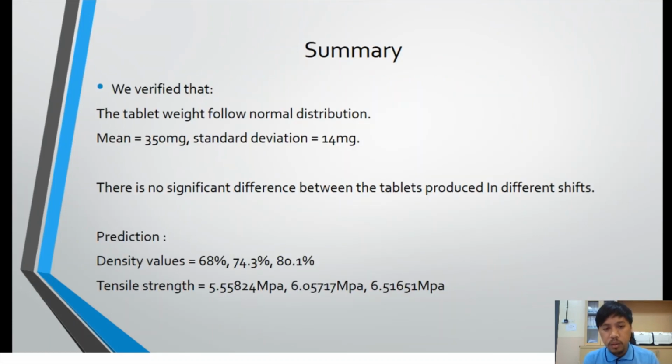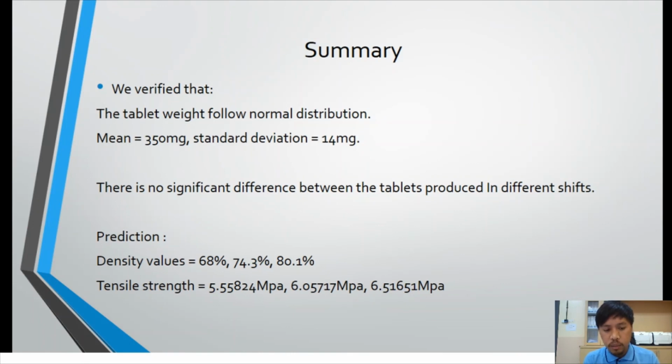For our summary from part A, part B, part C, and part D, we verify that the tablet weight follows a normal distribution, with mean equal to 350 mg and standard deviation equal to 14 mg. And also, there is no significant difference between the tablets produced in different shifts. And our prediction is for density values equal to 68%, 74.3%, and 80.1% for the tensile strength.